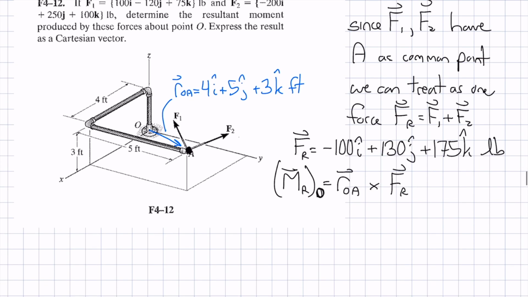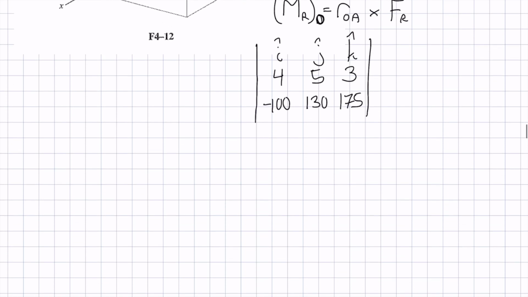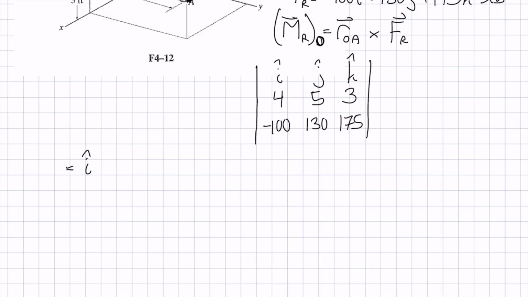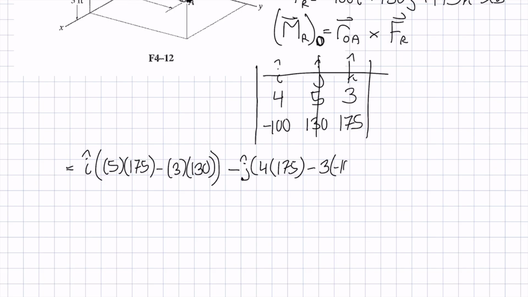So that means to find my overall cross product for this moment, I'm going to need my i, j, k. This is going to be 4, 5, and 3. This is going to be minus 100, plus 130, and 175. Now working out the determinant, for the i hat, that's going to be 5 times 175 minus 3 times 130. And then remember, we have to have a negative in front of the j hat in order to make this work. That's just part of the deal. So if I cross this off, that's going to be 4 times 175 minus 3 times negative 100.